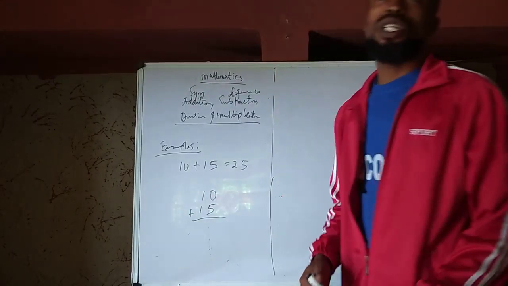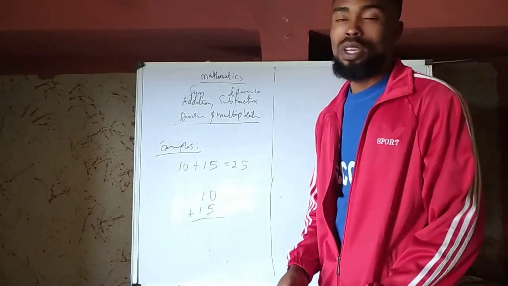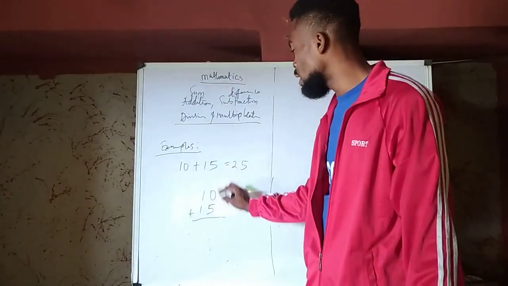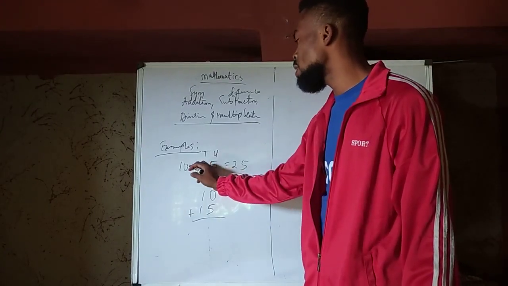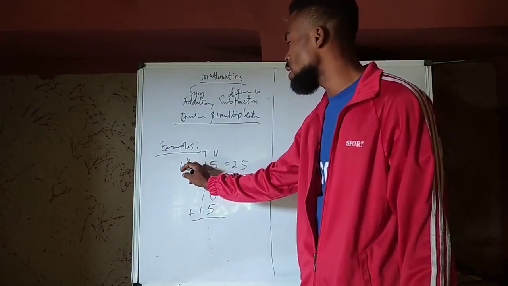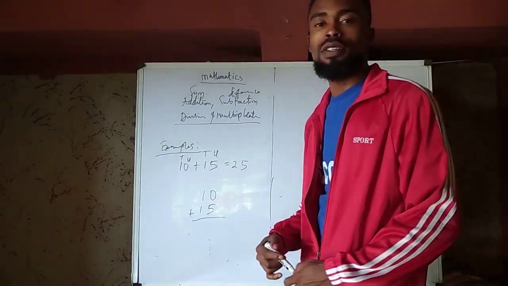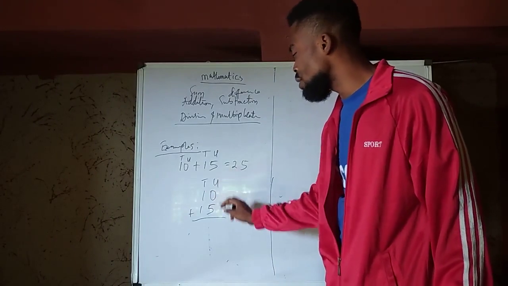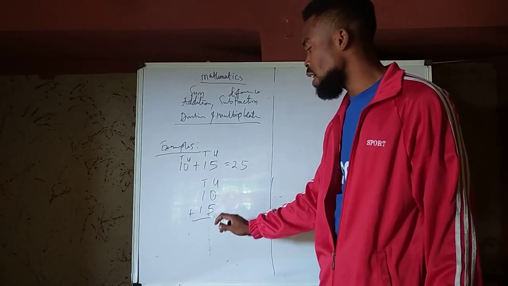Now, you see, we wrote these numbers in this way based on their place values. Remember we did place value. The place value of 5 here is units. The place value of 1 here is 10. The place value of 0 here is units. The place value of 1 here is 10. So we write under the place values. This is like saying tens and units. So we can add 0 plus 5.